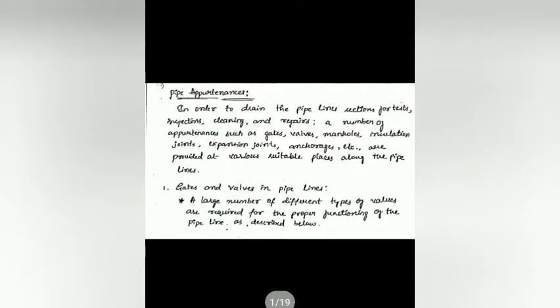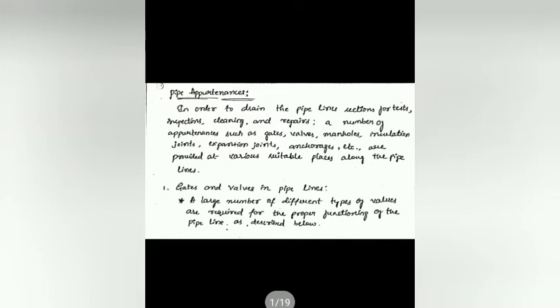Let us discuss various pipe appurtenances that are used other than in the pipelines. These are essential to be installed on the pipelines in order to have a good function of the whole of the pipelines and the supplies. In order to drain the pipeline sections for tests, inspections, cleaning and repairs, a number of appurtenances such as gates, valves, manholes, insulation joints, expansion joints, anchorages, etc., are provided at various suitable places along the pipelines.